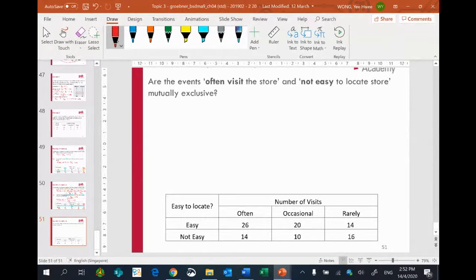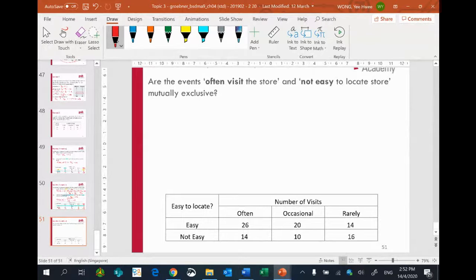That means if someone often visits the store, can the person finds it difficult to locate the store? Finds it not easy to locate a store? The answer is yes. That means these two can happen at the same time. But now we use statistics. Since we are learning statistics, this topic, probability, we're going to use a probability way to answer this question. Right. So the logic is here. This is a concept. I just write the concept so that you know what is it.